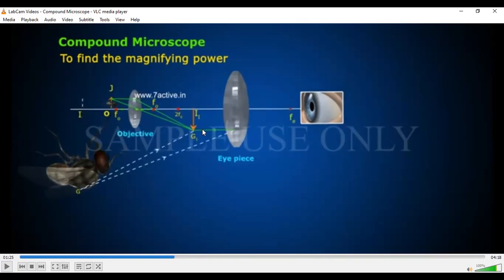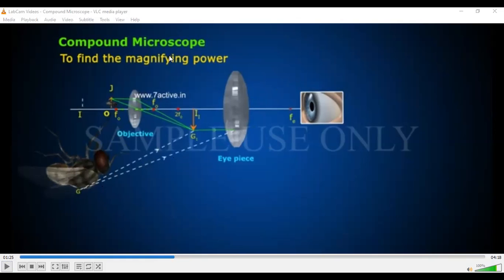Now the first ray is drawn parallel to the principal axis, and it has to pass through the focus, and the second ray that is passing from the curvature will pass unrefracted. There are diverging rays on this side, and they converge over here. If I produce these rays over here, they converge at a point, and at the point where they converge, a magnified image of this object, this fly, is formed. So this is the working of a compound microscope.